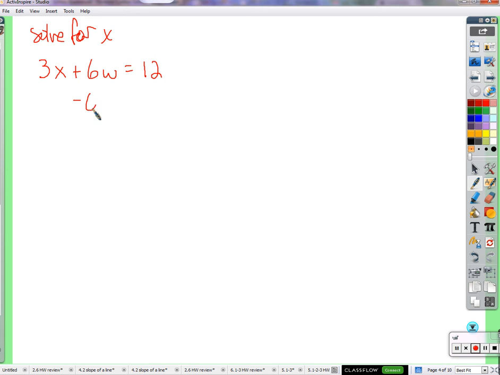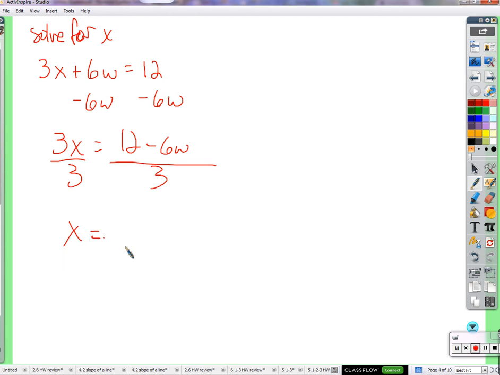Minus 6w. Absolutely. We're going to cancel out the things being added to the 3x, so we'll subtract that thing. 3x equals, well, 12 minus 6w, there's no way to combine those. They're not like terms, so they just stay as 12 minus 6w. The last thing that we do is the same as we do every time. Divide by 3. Divide by 3, right? We do a lot of dividing by the thing that's multiplied by x. And no different this time.